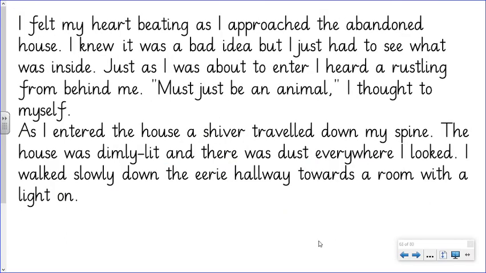Here's my example. I know you're going to do much better than this. I felt my heart beating as I approached the abandoned house. I knew it was a bad idea, but I just had to see what was inside. Just as I was about to enter, I heard a rustling from behind me. Must just be an animal, I thought to myself. As I entered the house, a shiver travelled down my spine. The house was dimly lit, and there was dust everywhere I looked. I walked slowly down the eerie hallway towards a room with a light on.